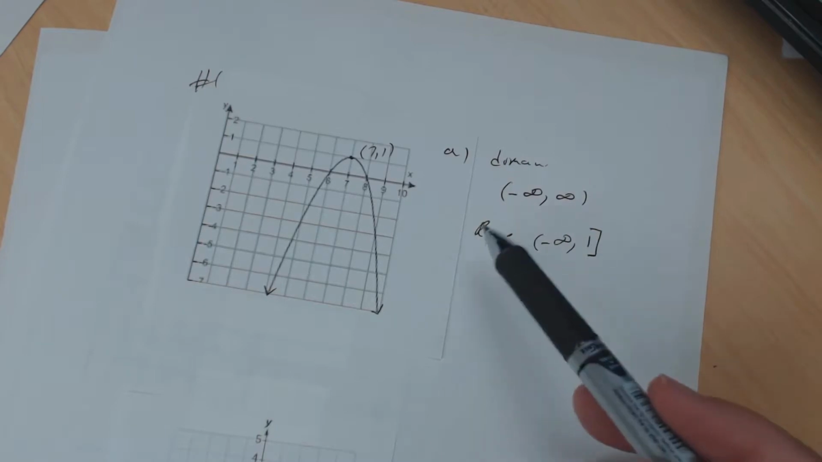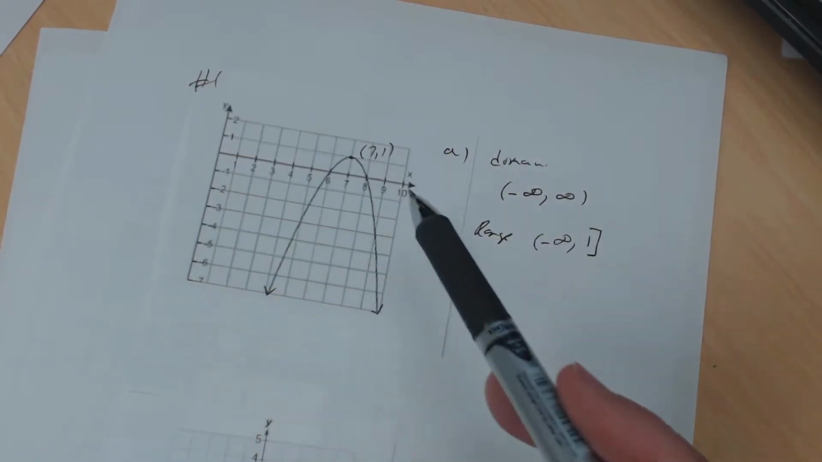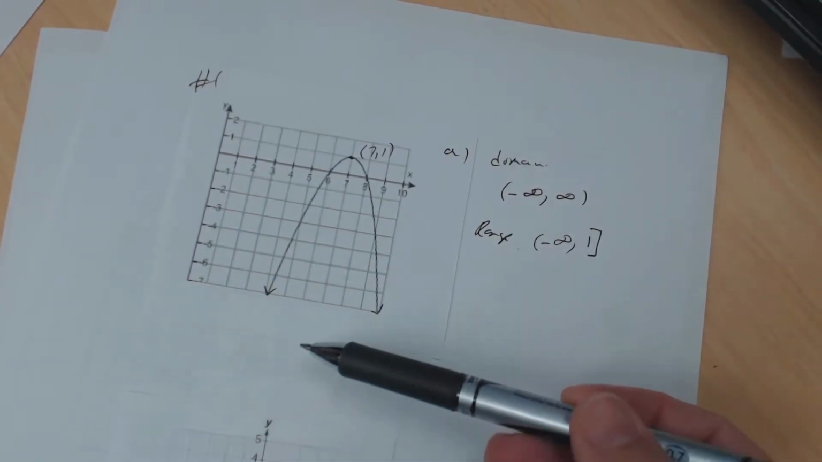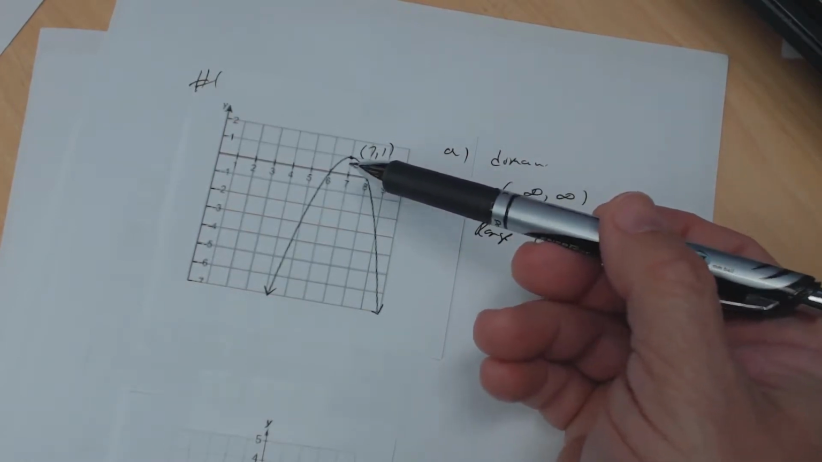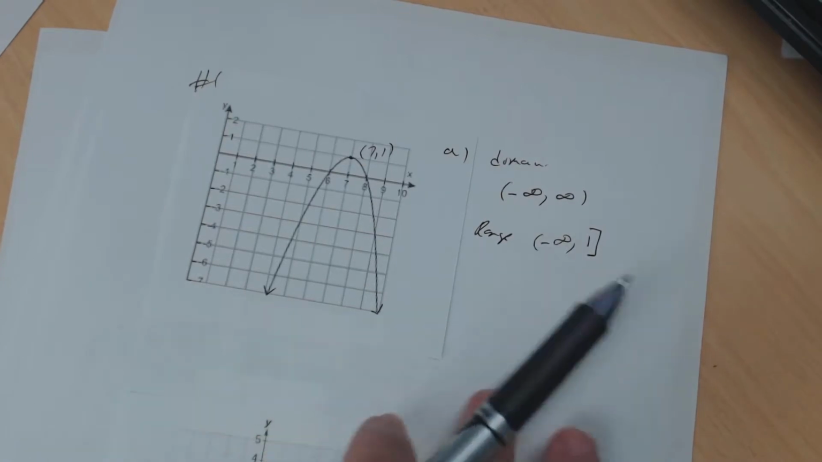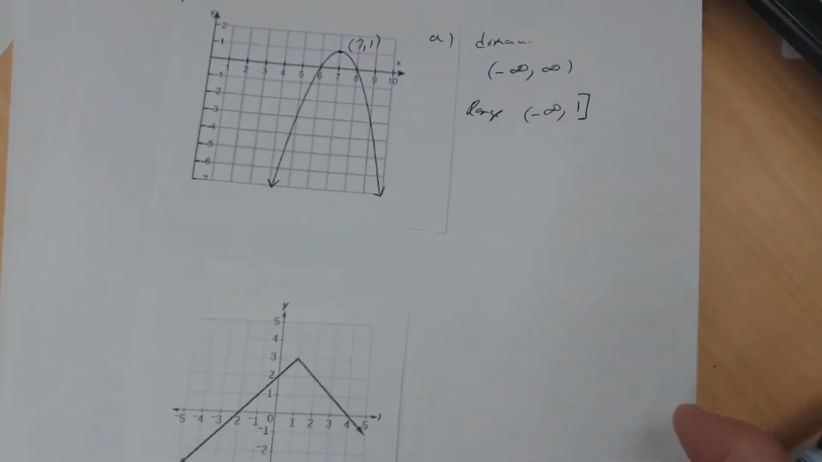All right, so that's your domain. So domain is negative infinity to infinity. The range is from negative infinity to, and it stops at the maximum point. The maximum y value is 1. Okay? All right, next one.